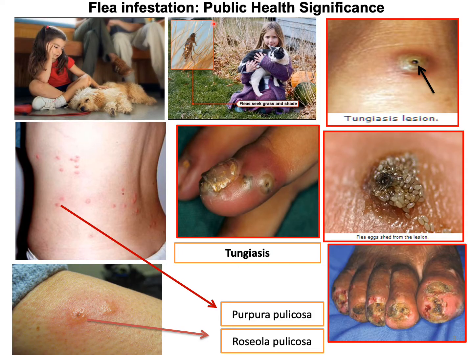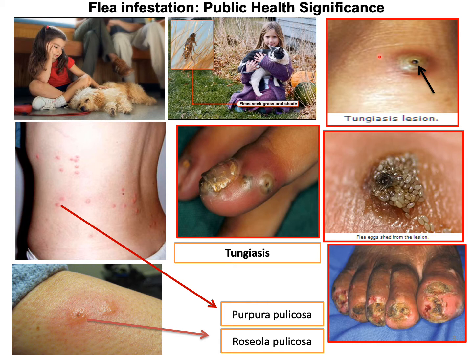Flea infestation in humans, or public health significance. Flea bites cause intense irritation for several days. Bites are characterized by a tiny purplish spot, and two types of spots can be seen. The first one is purpura pulicosa. This is only a purplish spot without any swelling. And this one is roseola pulicosa. This is due to the flea bite and is surrounded by slightly swollen skin.